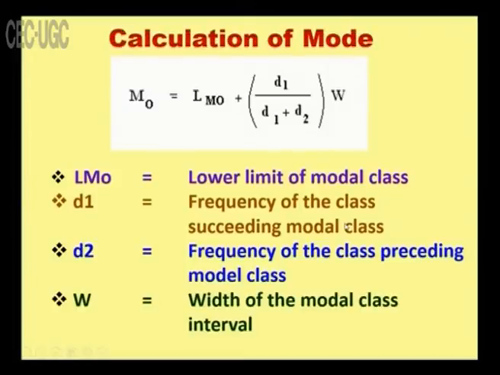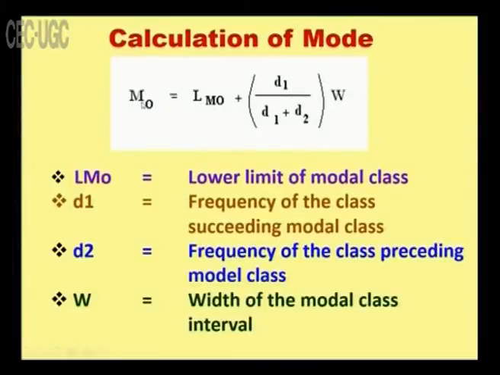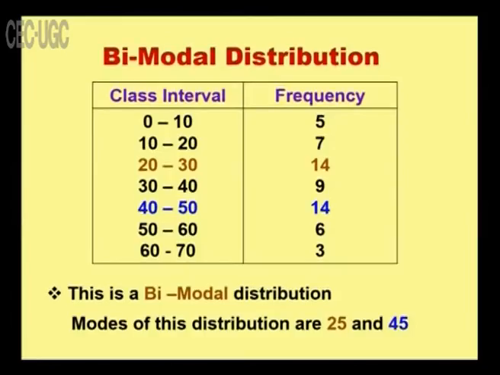And now let us see what is the formula for calculating the mode. Look at the formula, and here the mode is equal to L suffix MO plus D1 by D1 plus D2 into W. And here L suffix MO is the lower limit of the modal class. So, what is the lower limit?